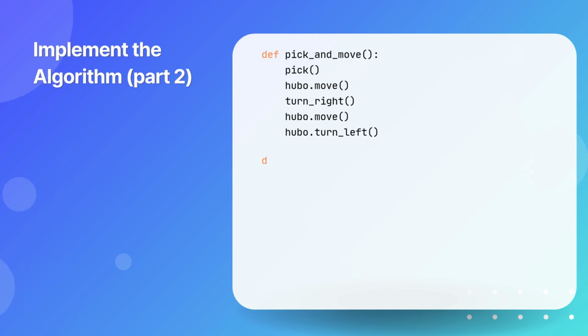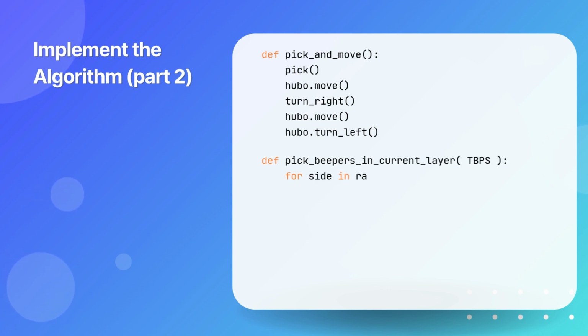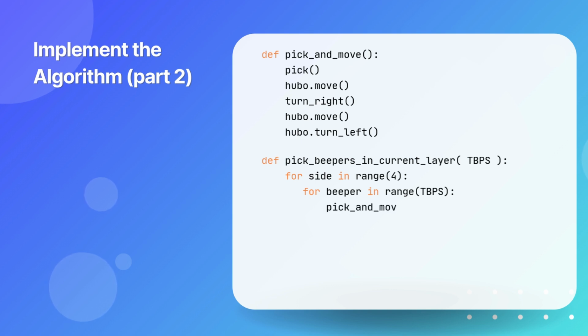To handle the task of picking all the beepers in a layer, the function pick_beepers_in_current_layer is defined. This function takes the number of beepers per side of the diamond shape as input. It loops through each of the 4 sides of the diamond, picking up the beepers as the robot moves along the side. After completing one side, the robot turns left to face the next side and repeats the process until all beepers in the current layer are picked.